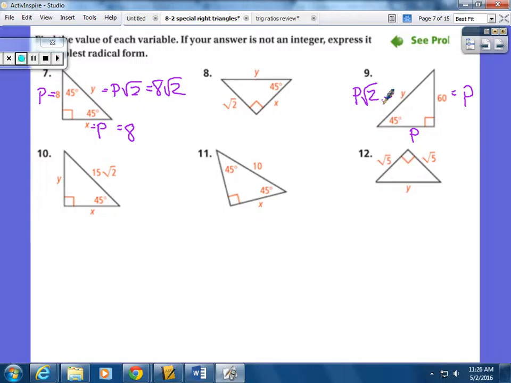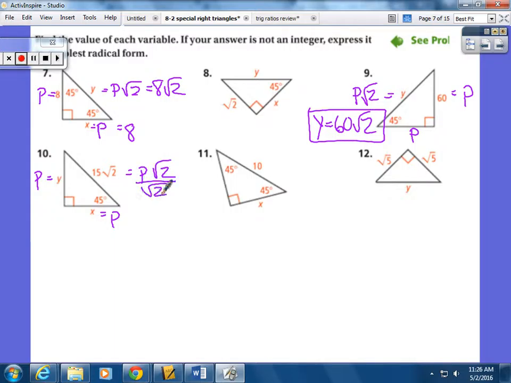So if this is p root 2 and this is p, I can just plug that 60 in. So y is going to be 60 root 2. Okay, so that's number 10. These are both p, and this is going to be p square root of 2. So I need to get p by itself, so I divide by square root of 2. And those cancel out, and I end up with p equals 15. So x and y are both 15, because x and y are both equal to p.